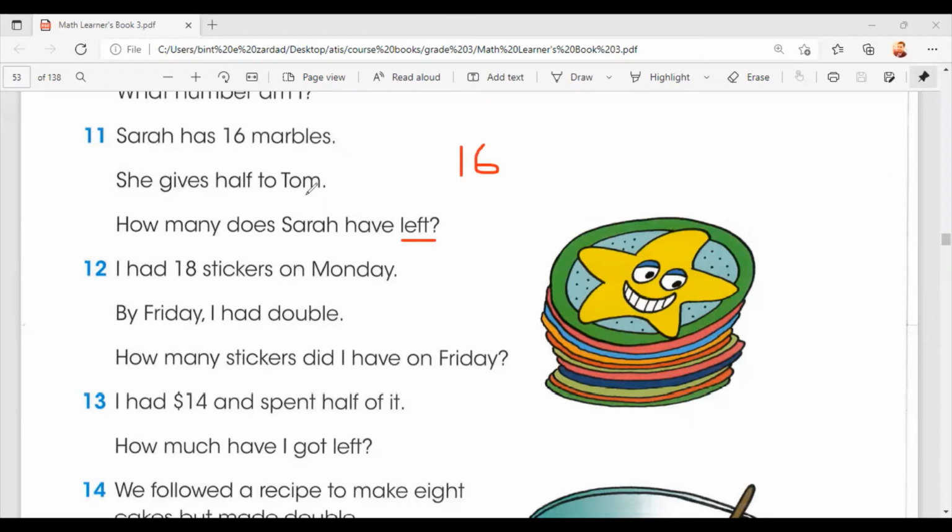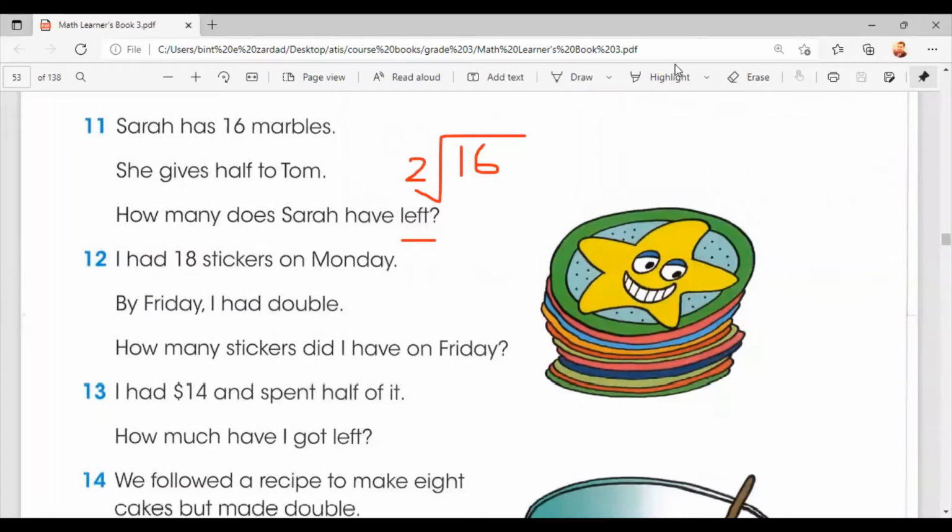We need to make half, so divide it by 2. In the table of 2, can we? Yes, 2 multiplied by 8, 2 eight times is 16. So right here 8 and here 16. When you're doing minus, 0 remaining. So 8. How many does Sarah have left? 8 marbles. So we can write here 8 marbles.